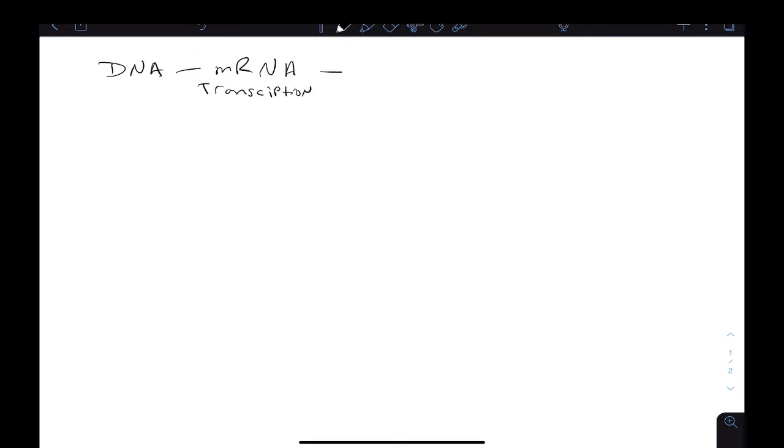And then this mRNA will go and attach onto a ribosome, and then what does it do at that point? It will start to build the protein. And that is what's called translation.